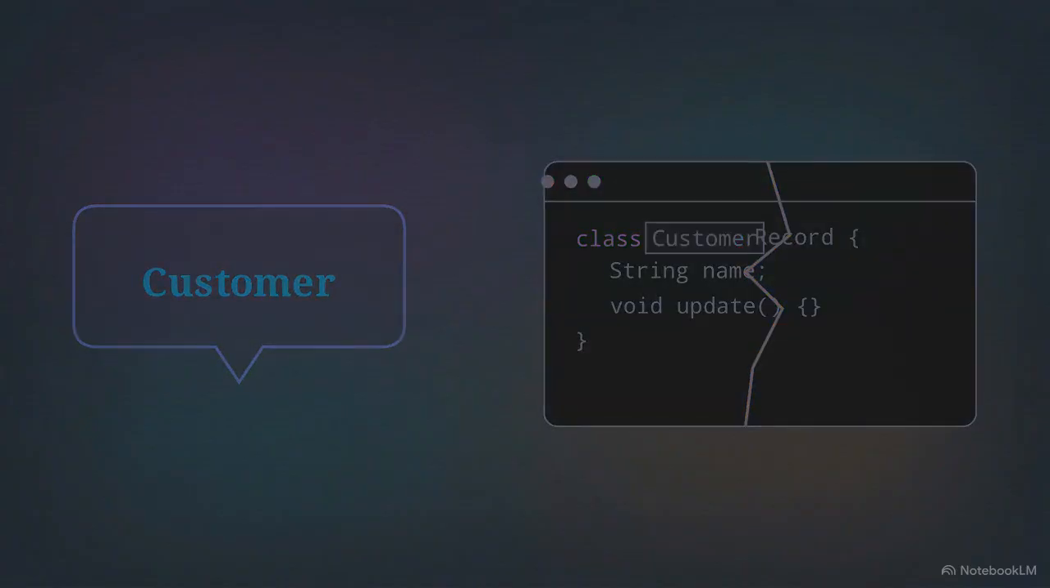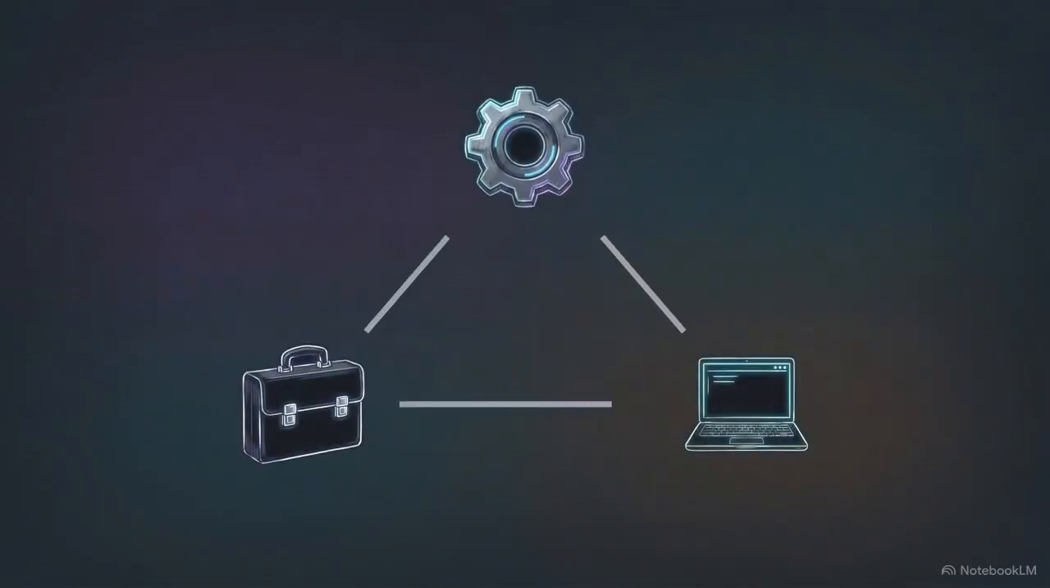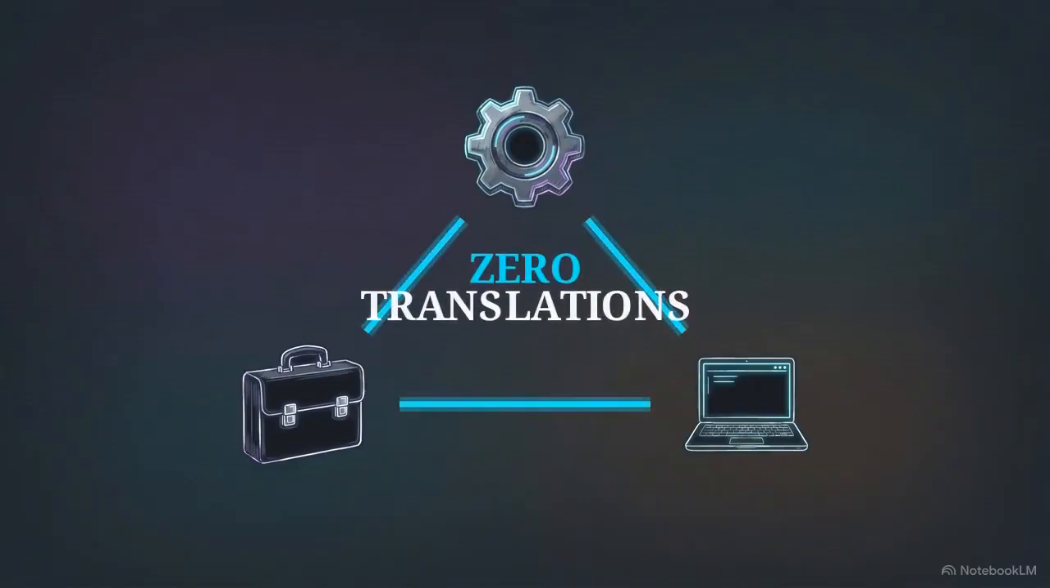The objective is zero translations between domain experts, software developers, and the codebase. By aligning the vocabulary of the team with the vocabulary of the code, you ensure the software structure remains a faithful reflection of the business it serves.